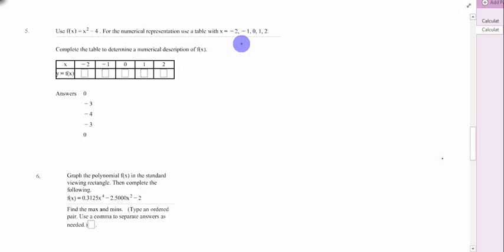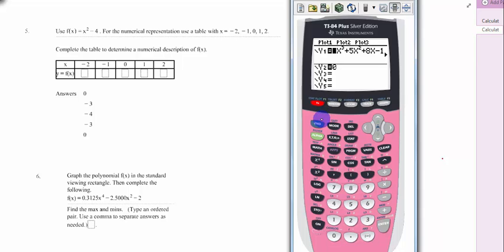All right, they're asking us to use the table, and so this is a good time to look at setting up your table. So I'm going to clear that out and go ahead and put in x squared minus 4. All right, and then we're going to set our table up. Second, and the window key is the table set. Does not matter what this number is, but it does matter that the independent needs to be on ask. So go down and over with your arrows and hit enter on ask if it's not already that way. And so now it's set up correctly, so we'll second quit, clear all that.